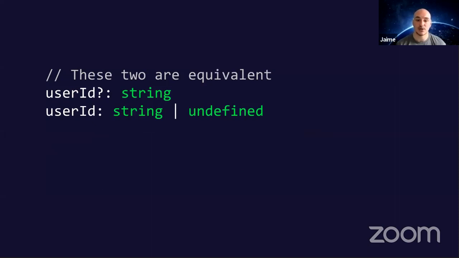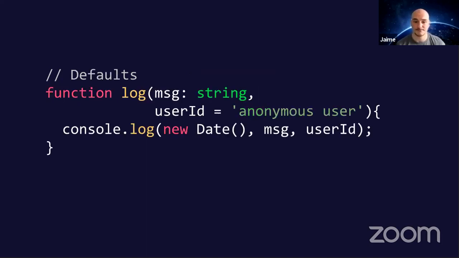And these are two equivalent. When we use an optional type, if we use the one on top, it's like a shorthand. So we say this could be either string or undefined. That's what it means to be optional. So you can either send it or not.